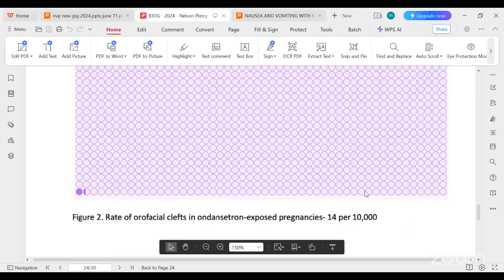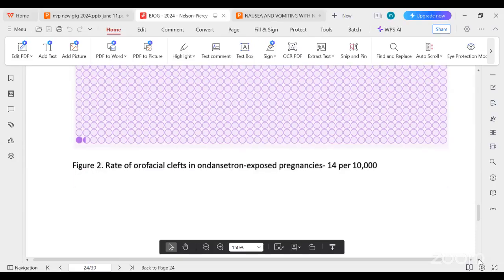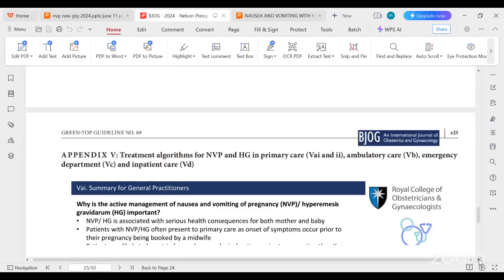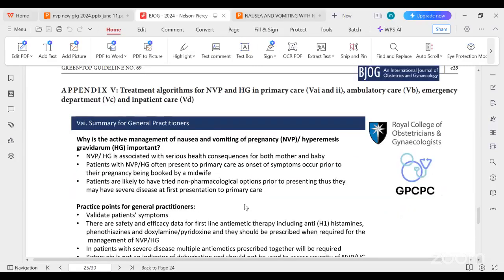And this is also an important exam question as well. So always look at the end of the guideline. You have a lot of things that can be asked from the guideline. So now they have given you the summary for the general practitioners.